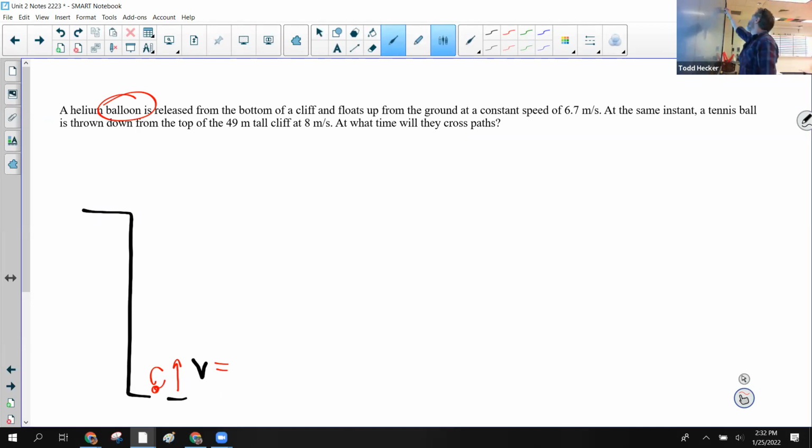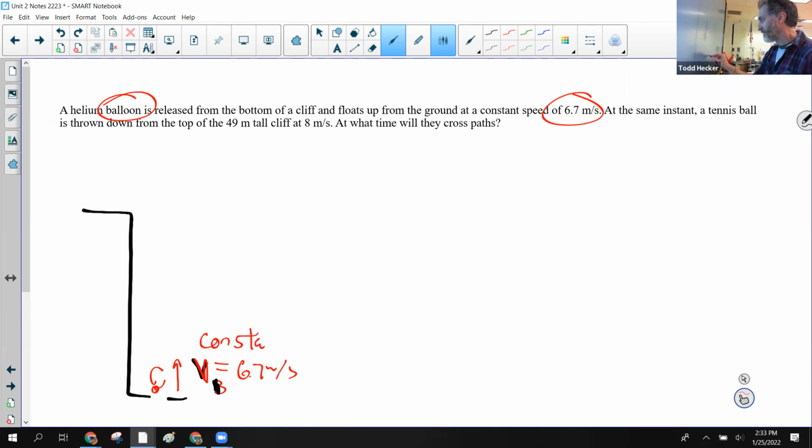what did we say? 6.7 meters per second. That's the velocity of the balloon. Oh my gosh, it's so frustrating. And I'm going to make a note that that is, in fact, constant. Okay, so there's my balloon.